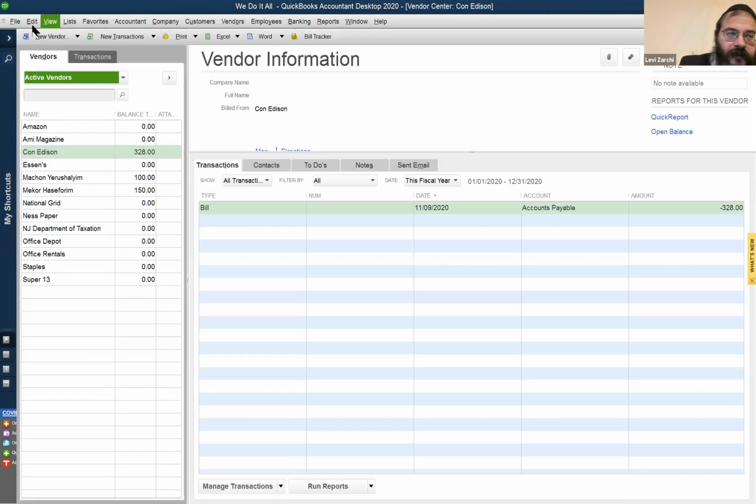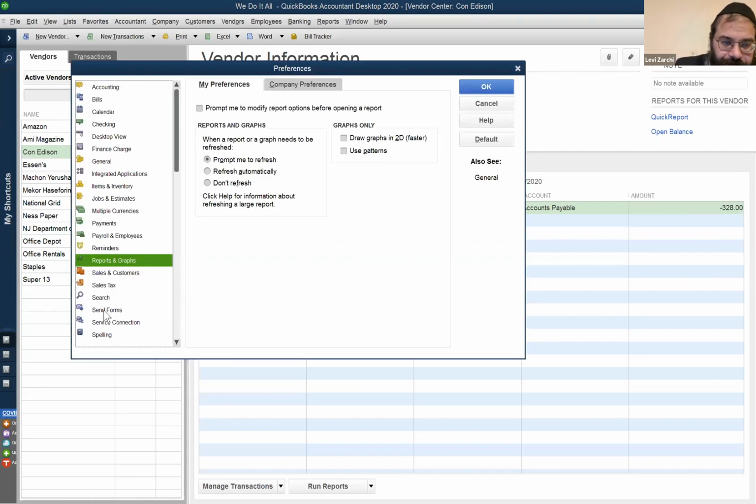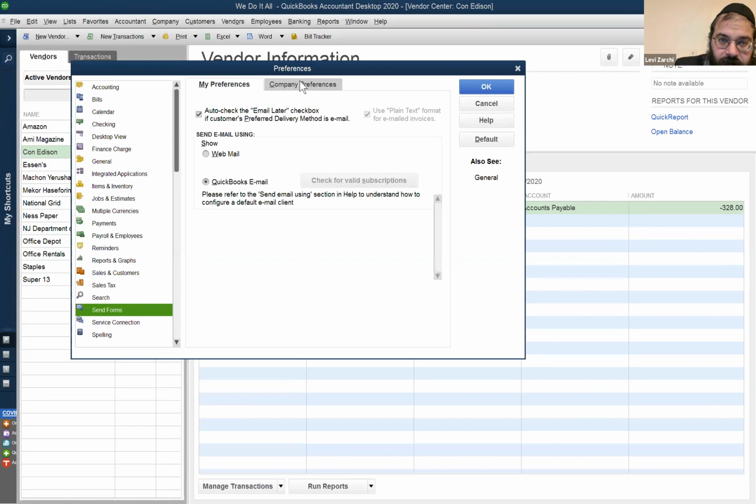So that's about the edit preferences window. You could spend time here. We know about sending forms. We already know that our email address is going to be coming from info@ we do it all. What is this here? Here we go.